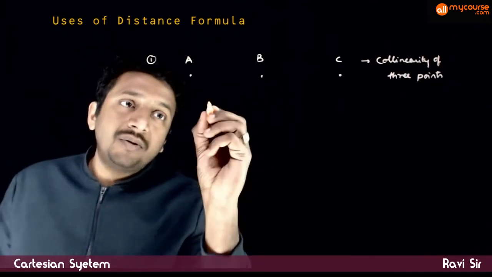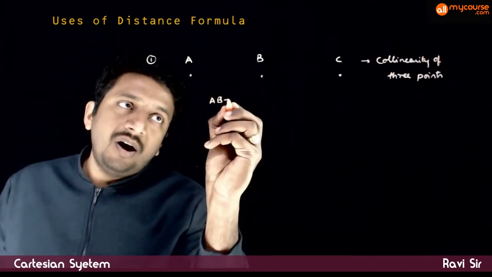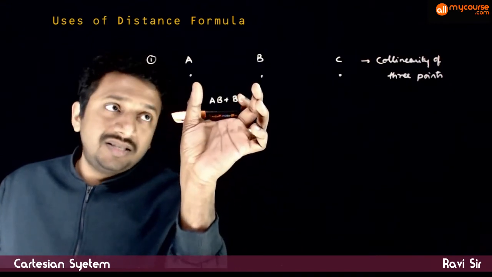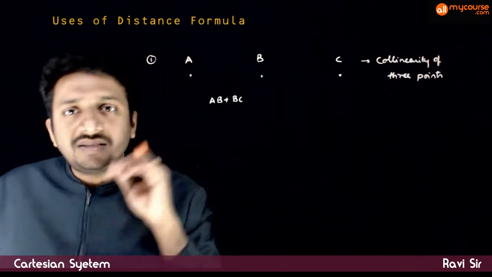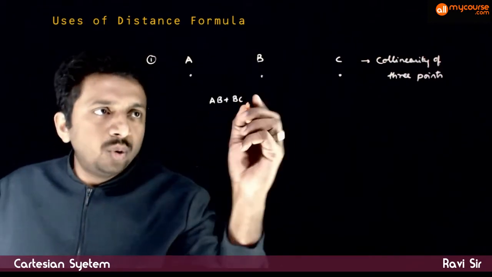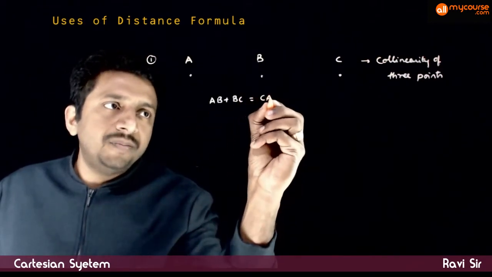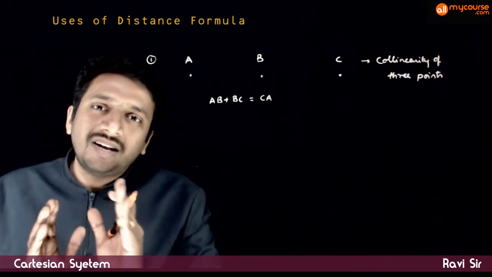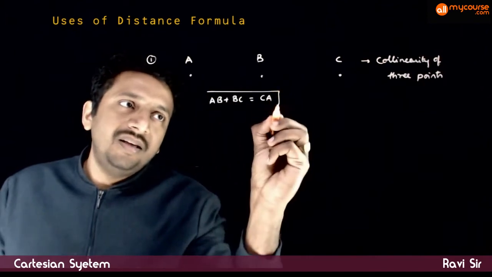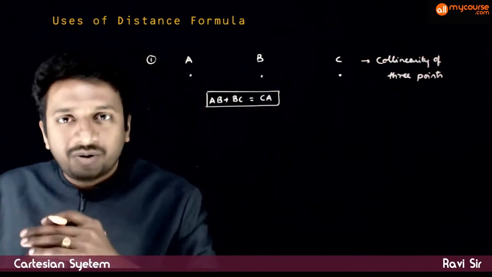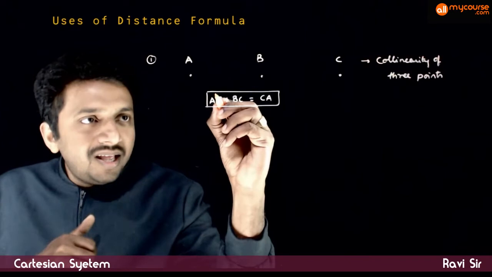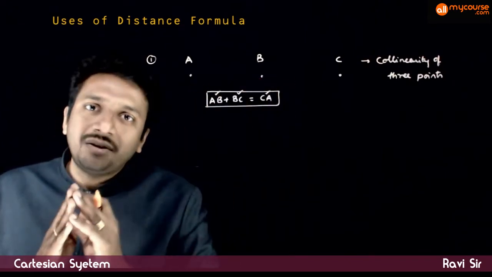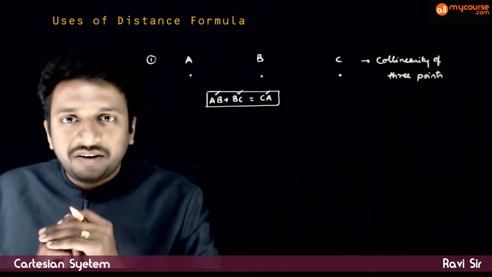If the 3 points are collinear, then the sum of any 2 distances equals the third. You need to find all the 3 distances: distance AB, distance BC and distance AC. If the sum of 2 distances is equal to the third distance, then the 3 points are collinear. If not, they are not collinear. So very easily, by finding the distances, you can check whether the 3 points are collinear or not. I hope this is very clear.